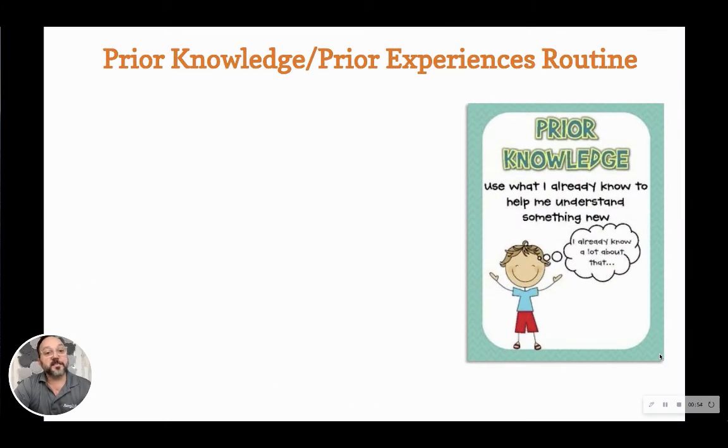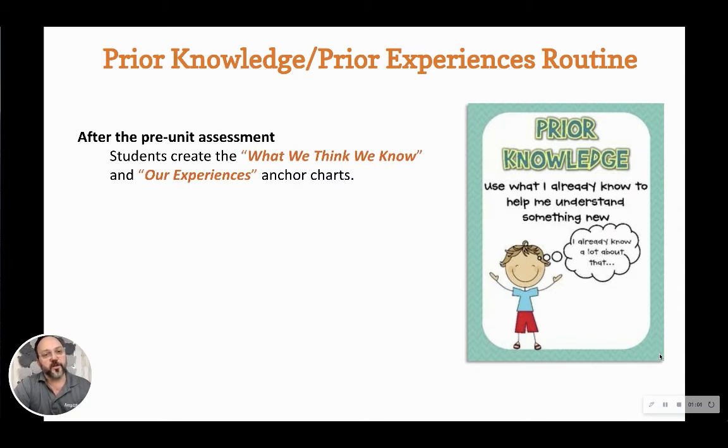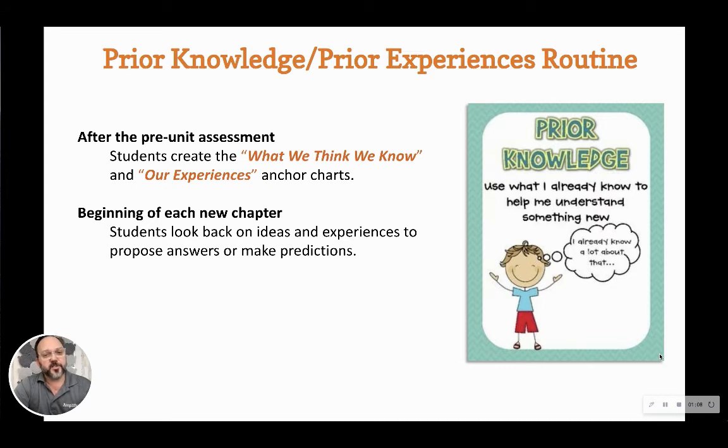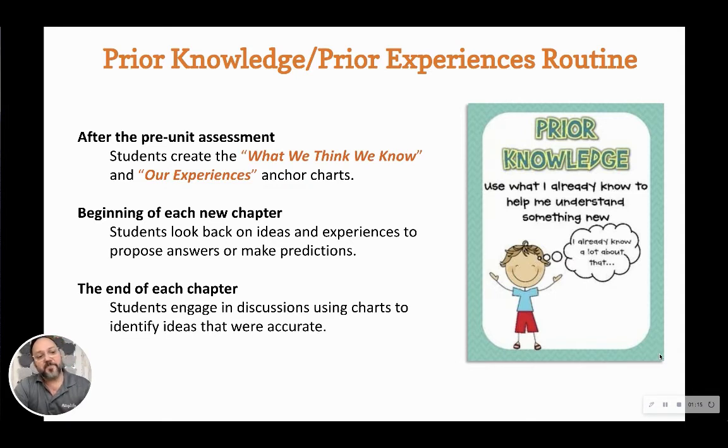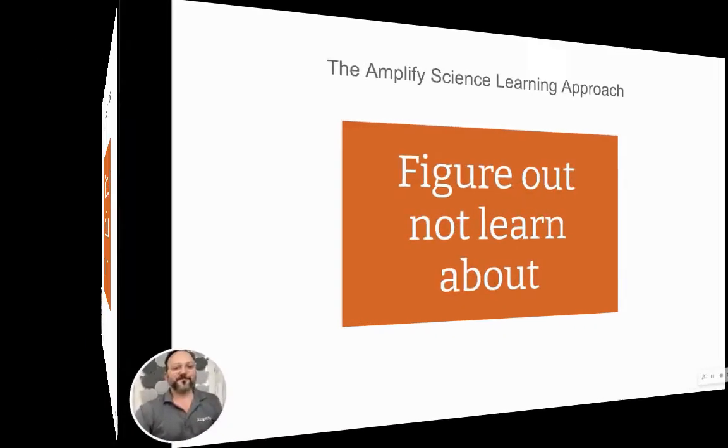Another component of the program is to tap into students' natural understanding of things that they've experienced. And so we create at the beginning of a unit what we think we know in our experience anchor charts. These anchor charts are then revisited at the beginning of each new chapter, and students are going to reflect upon the things that they've learned, propose new solutions and answers, or make additional predictions. And at the end of each chapter, they're going to come back to this focal point in the classroom and engage in discussions and start talking about what was accurate and things that might have been inaccurate, and really drill down on the key things that are important as they have learned across the course of a unit.